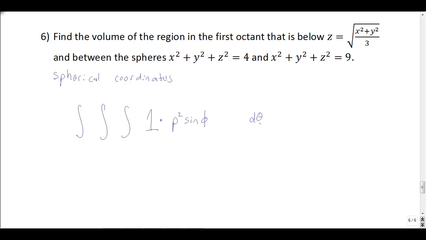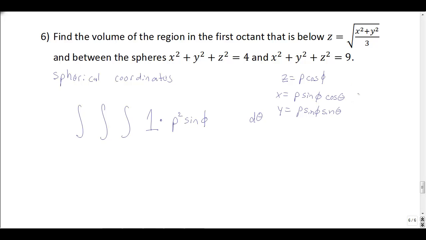And then rho and phi, let's think about this: z equals the square root of (x squared plus y squared) over 3, and see if that gives us an idea of how rho or phi is bounded in terms of the other. Let's do this in terms of spherical coordinates. z is rho cosine phi, x is rho sine phi cosine theta, and y is rho sine phi sine theta.